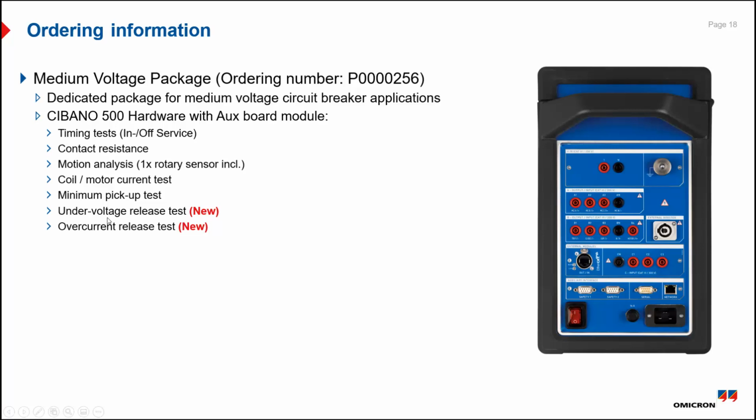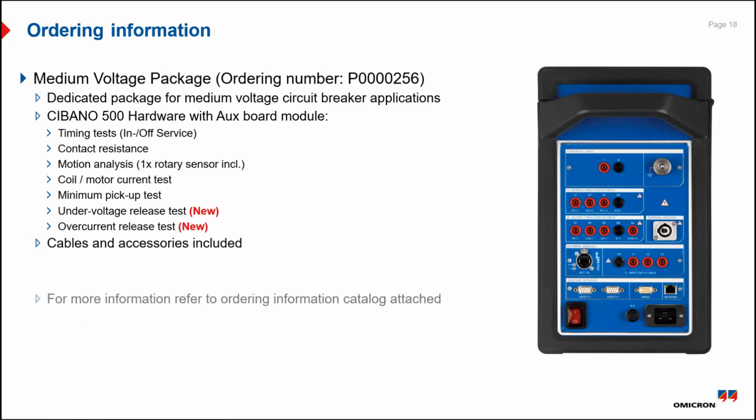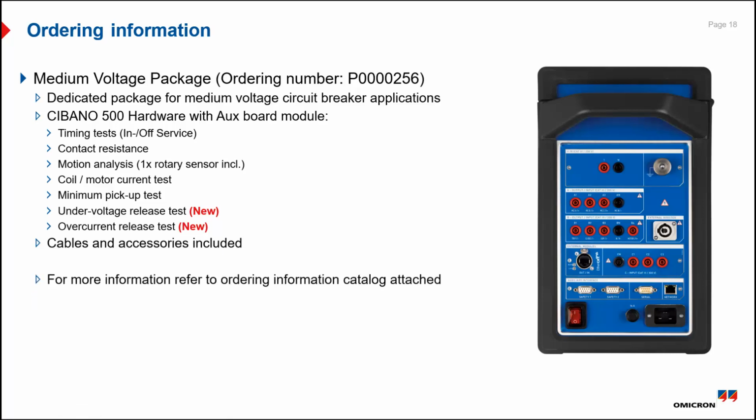But there are breakers which have these under voltage release coils, and if you want to measure at what minimum voltage those under voltage coils operate, you can perform that measurement also. This is quite a niche test, and as you can see in this particular package, you can get all types of medium voltage breaker timing and contact resistance, motor current, all the tests which you would like to have. And also it has all the accessories, needless to say, included. And if you want to see exactly what cables and accessories are there and what are the other things, you can look into the ordering information catalog, which we have attached in this session.